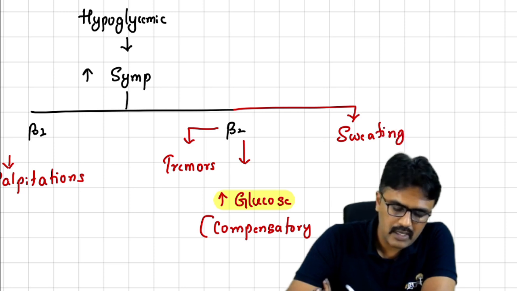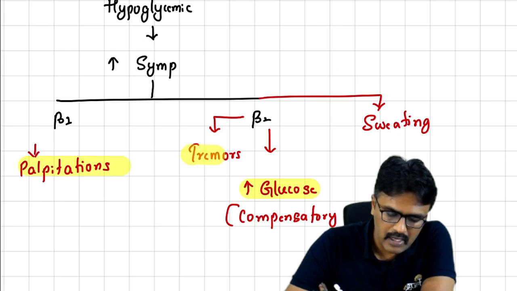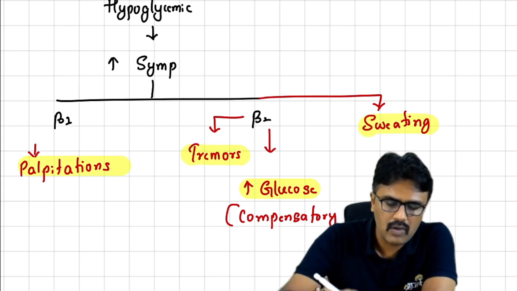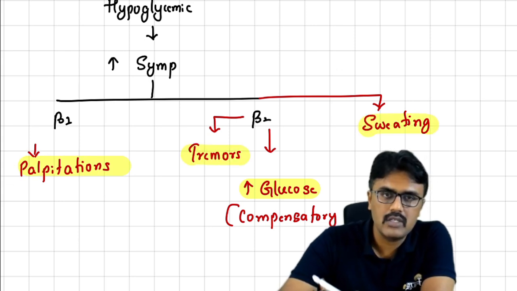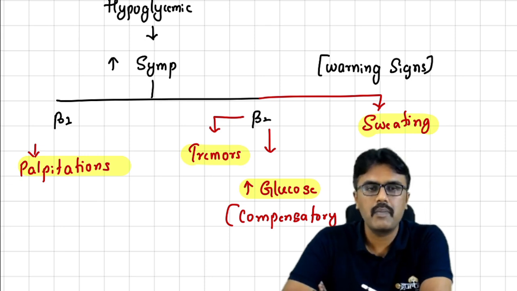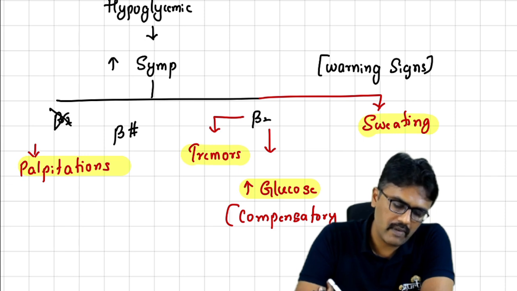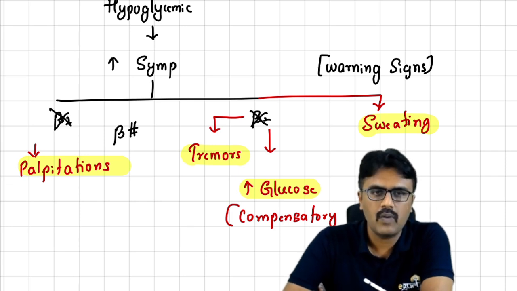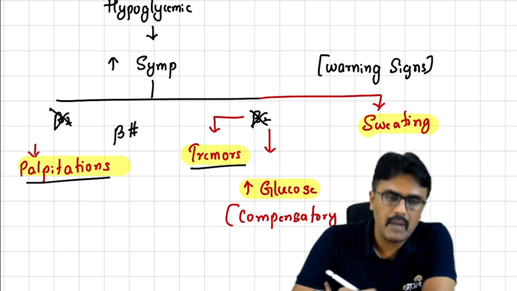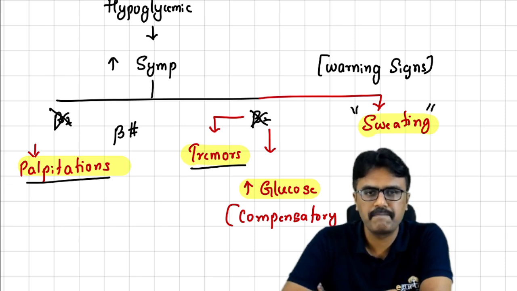Now another sympathetic stimulation what we see is sweating. So whenever the patient is having hypoglycemia, he will have these three complaints, that is palpitations, tremors and sweating, what we call as warning signs. So this is what you have to educate a patient. If they have these warning signs, then they should suspect hypoglycemia. But what is the problem when we give beta blocker? When I use a beta blocker, it will block this beta 1 and beta 2. So the patient will not have a warning sign of palpitation and tremors. So the only warning sign they will have is sweating.